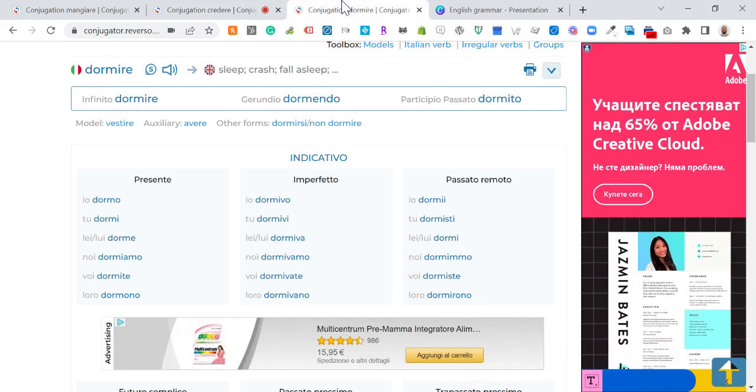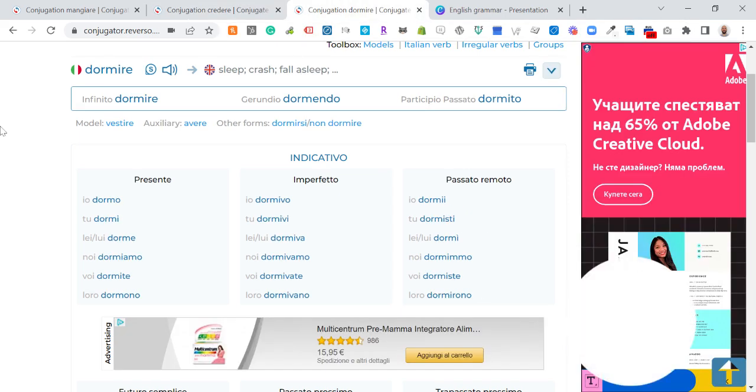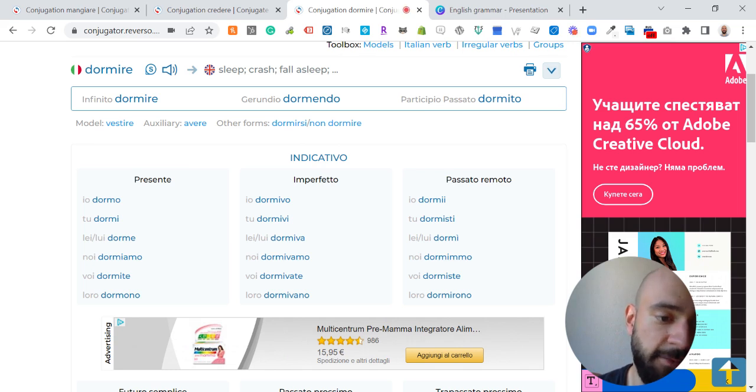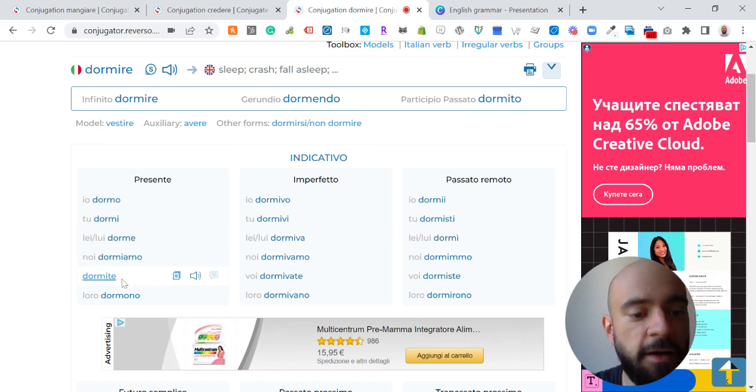Now we have dormire, which is very similar. Basically, it's kind of the same as the second family. You see the A here. But for voi, it is dormite with I.